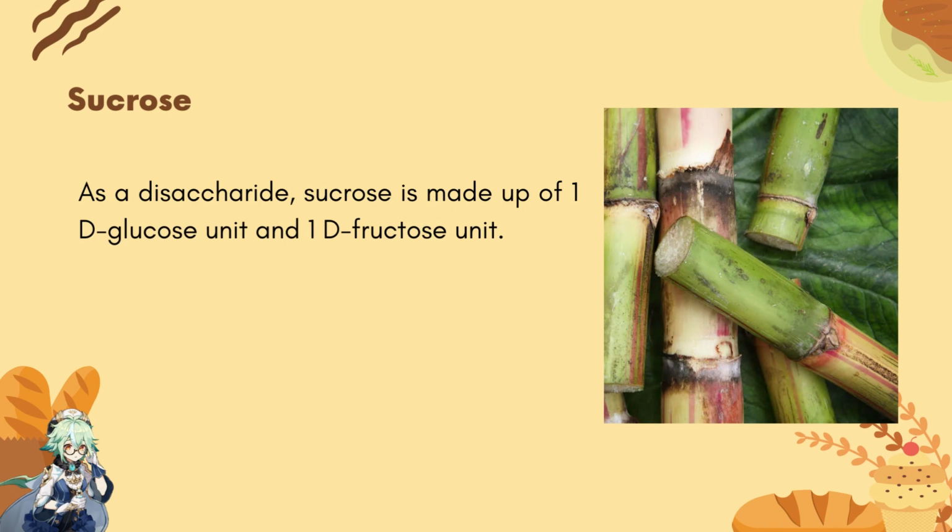Now, as a disaccharide, again, sucrose is made up of one D-glucose unit and one D-fructose unit. I hope by now you have noticed that most of the monosaccharide units that we have met along our series of discussions only possess the D-isomer of the monosaccharides, right? Again, that is due to the fact that the D-isomers of carbohydrates are the ones that are most abundant in nature and are mostly used by different organisms.